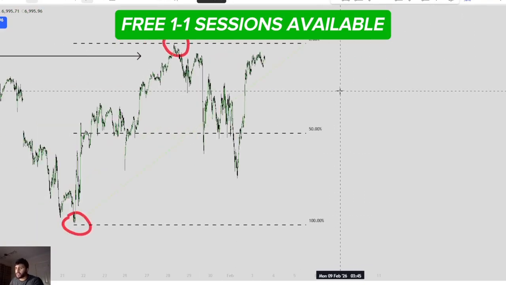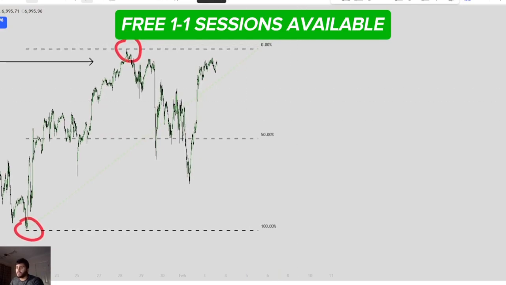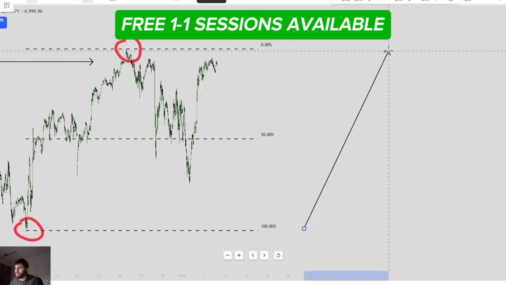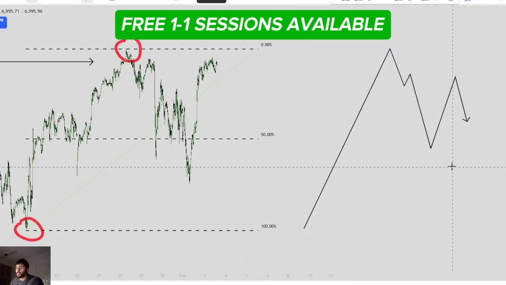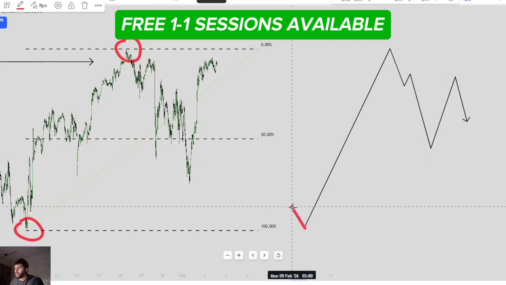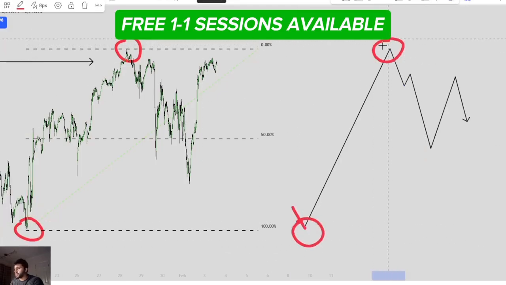So if you look at this market structure over here on the left, let's kind of break down what we're talking about. So we have a structural low down here and we have a structural high. So anything in between is internal, right? So this is the dealing range we're focusing on. So we have, of course, a dealing range low and we have a dealing range high.